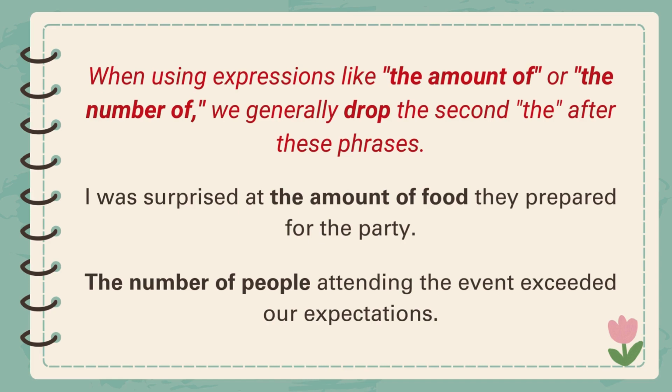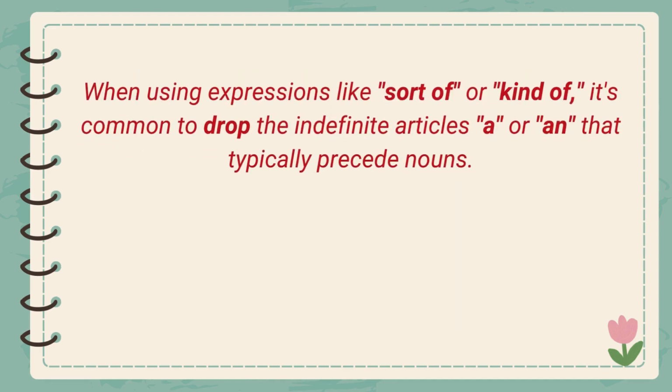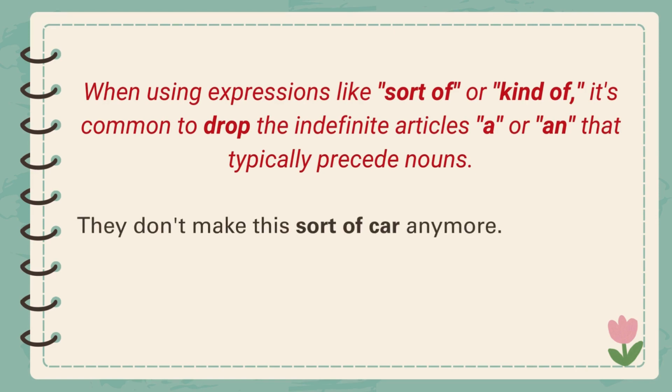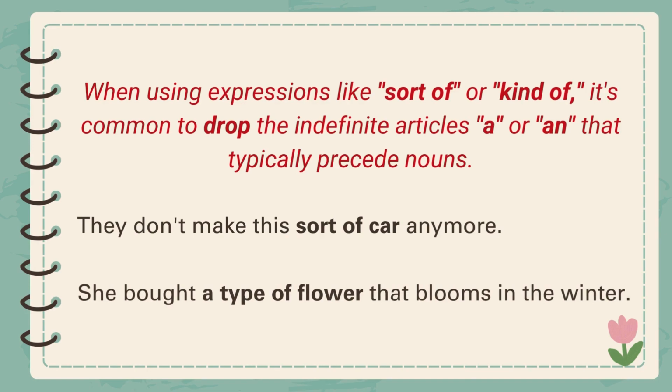When using expressions like sort of or kind of, it's common to drop the indefinite articles a or an that typically precede nouns. Here are some examples. They don't make this sort of car anymore. In this case, sort of is used without an indefinite article before car. She bought a type of flower that blooms in the winter. Here, type of is used without an indefinite article before flower.